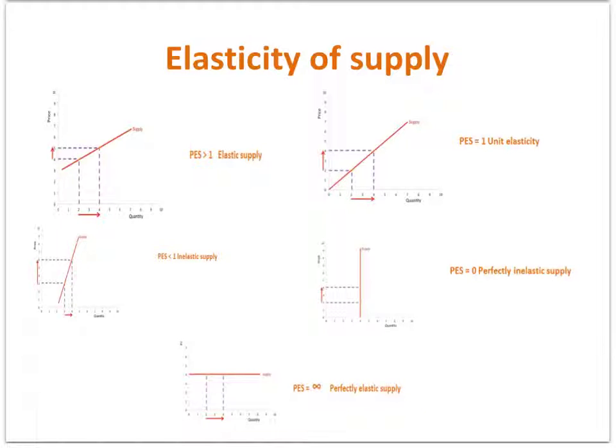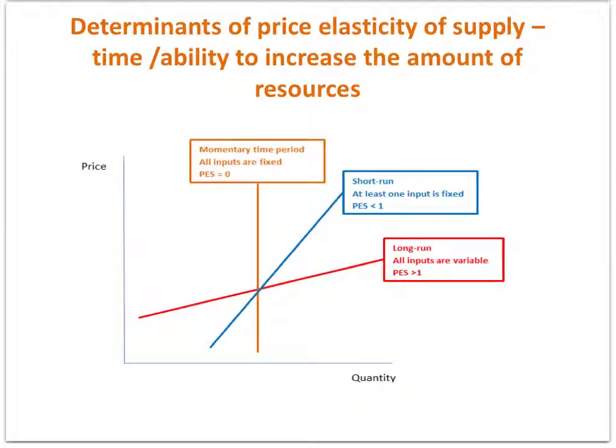On a graph, an elastic supply curve will be shown as a rather flat supply curve. Inelastic supply curve will be more steep. Unitary elastic supply curve starts from the origin. Perfectly inelastic supply curve is shown as a vertical line, and perfectly elastic supply curve is shown as a horizontal line. The major determinant of price elasticity of supply is time.